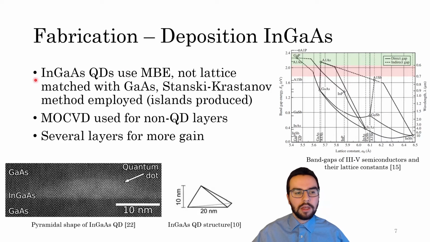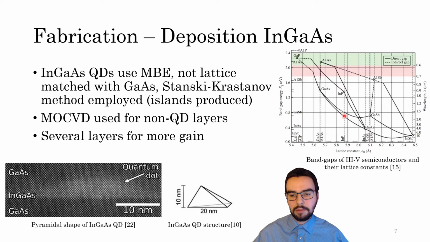So we'll start with indium gallium arsenide. Indium gallium arsenide quantum dots use MBE for deposition. Now we can see on the graph on the right that indium gallium arsenide would sit between gallium arsenide and indium arsenide, somewhere in the middle.